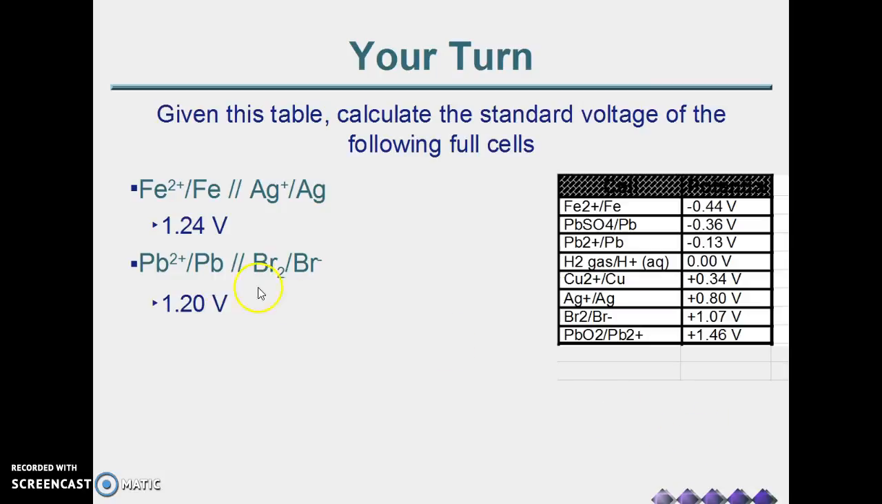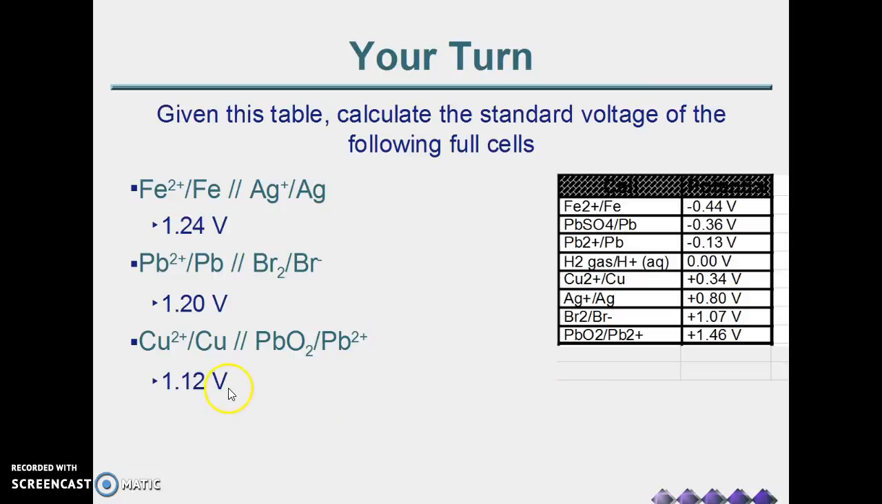We say 1.2 volts. Here's the lead 2/lead, 0.13, and here's your bromine bromide. This is of course where the reduction is going to take place. This is where the oxidation will take place. So you're going to take 1.07 and subtract a minus 0.13, or change the sign and add, and that's why you get 1.20 volts. Let's do one more with the copper 2+ copper and the lead dioxide lead 2+. Turn the video on when you have solved the problem.